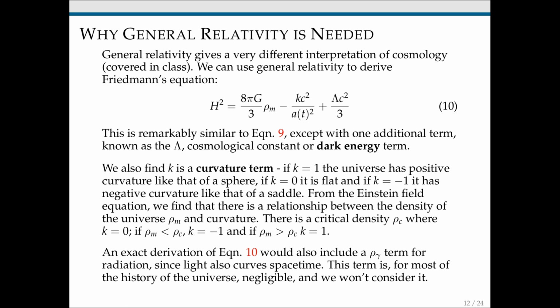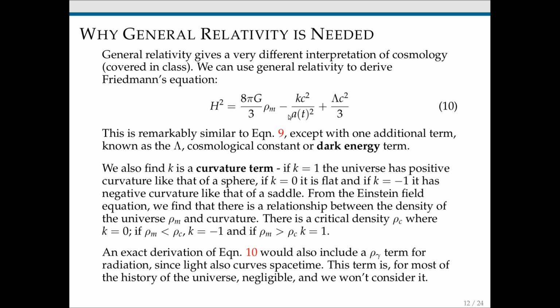If we use GR to derive the Friedmann equation, we get equation 10, a remarkably similar equation to what we had before. This is actually very surprising, and it has a lot to do with the constraints put on the universe by the cosmological principle, that the universe must look the same everywhere at a given time. We do, however, have one additional term, this lambda, or dark energy term, over here. We also find that k is a curvature term, and this was why we wrote it as negative big K c squared a little while back.